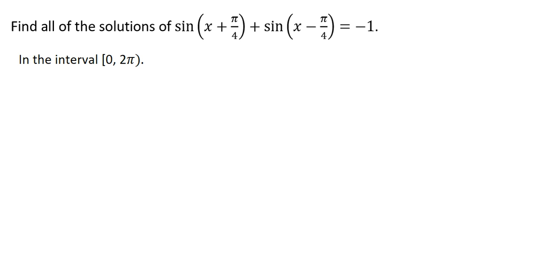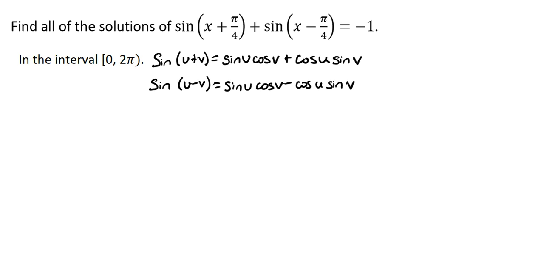In this video, we're going to be solving a trigonometric equation. So we're going to find all of the solutions of sine of x plus pi over 4 plus the sine of x minus pi over 4 equal to negative 1 in the interval from 0 to 2 pi. So here we can see that we're going to need the sum formula for sine as well as the difference formula for sine. Let's recall what those are.